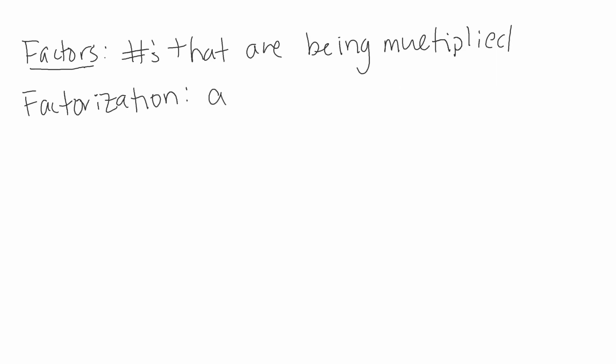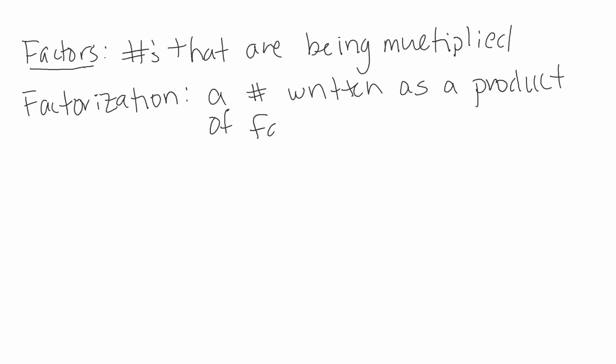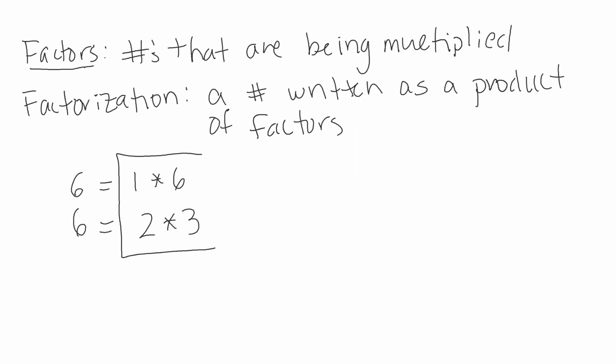A factorization is a number written as a product of factors. For example, let's say we have 6. I could write 6 as 1 times 6, or I could write 6 as 2 times 3. These right here, the 1 times 6 and the 2 times 3, those would be considered factorizations of 6.